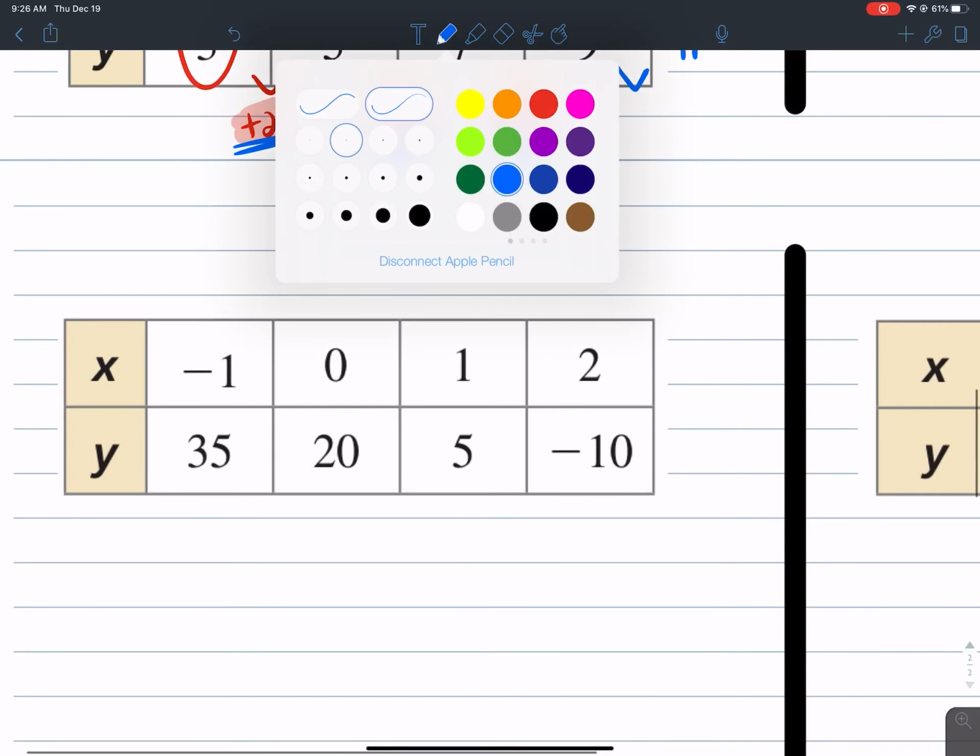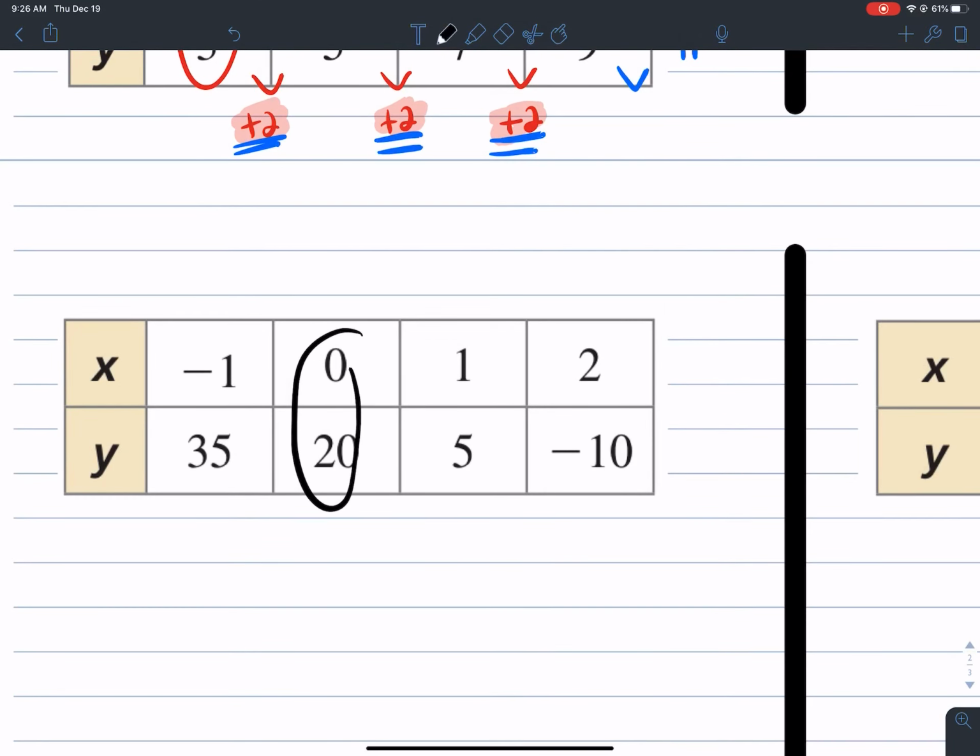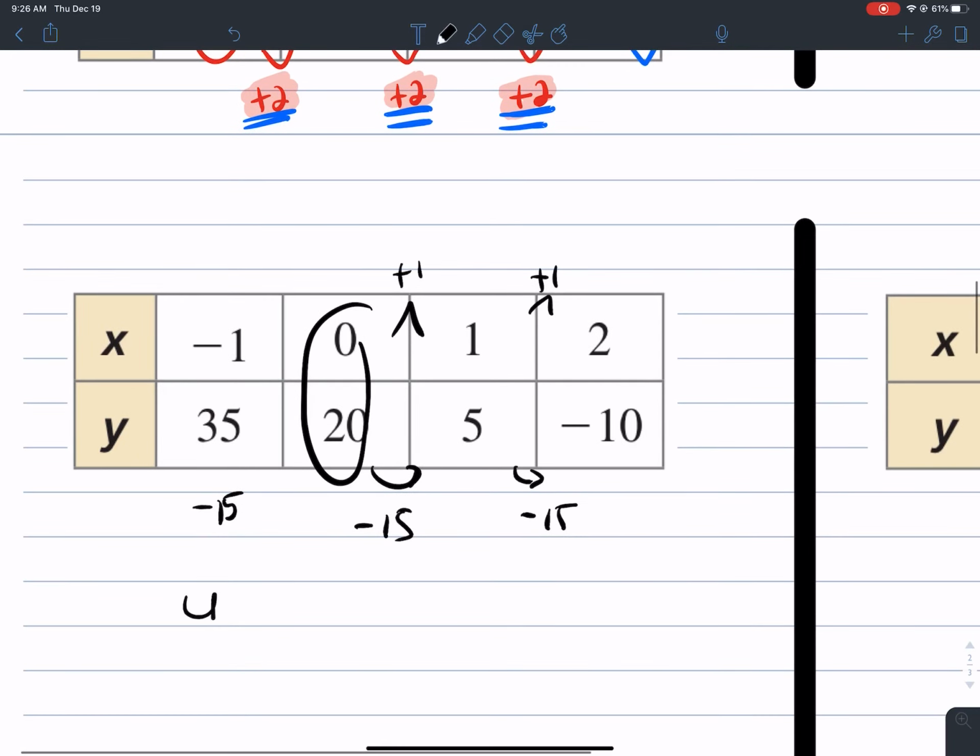Like with something like this, if we see the y-intercept here, we can see that x is changing by 1 every time. And what's happening to the y values? Well, they're decreasing by 15. And we can see the pattern is involving addition or subtraction. So we know this is linear. So the equation here would be y equals. So if I change x by 1, the y values are decreasing by 15. So we get negative 15x, and then our y-intercept was plus 20.